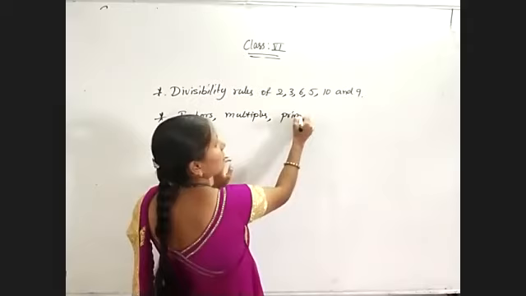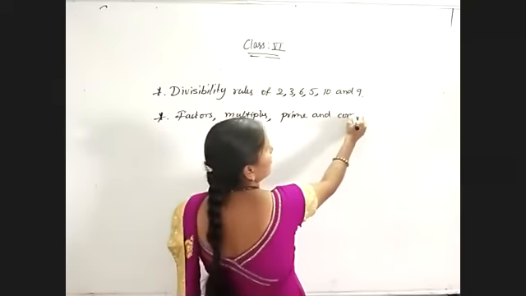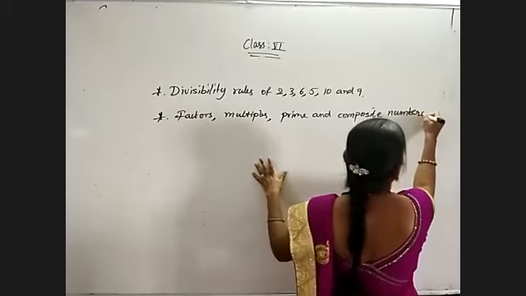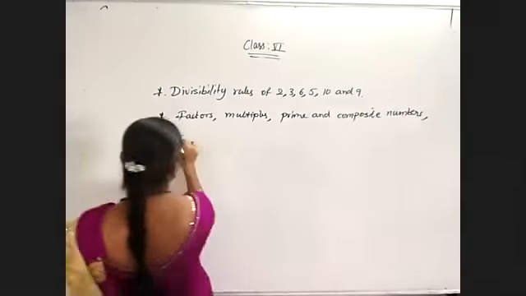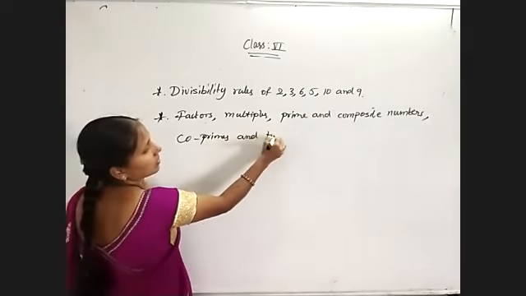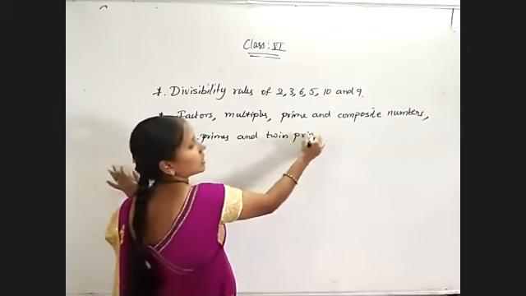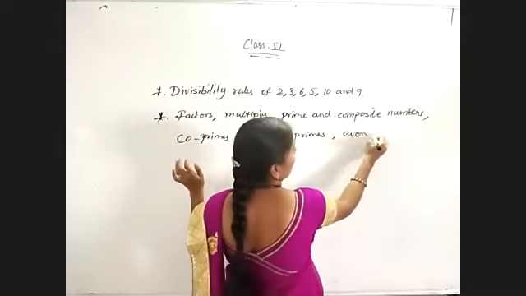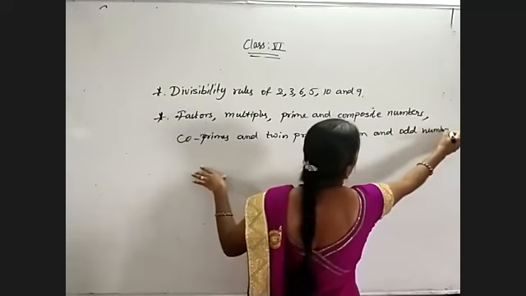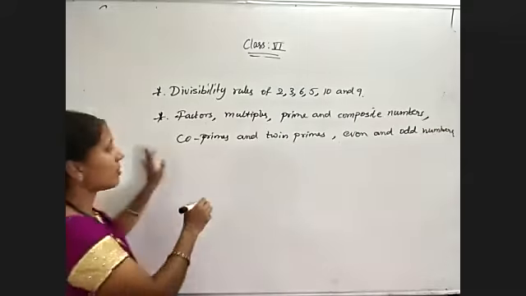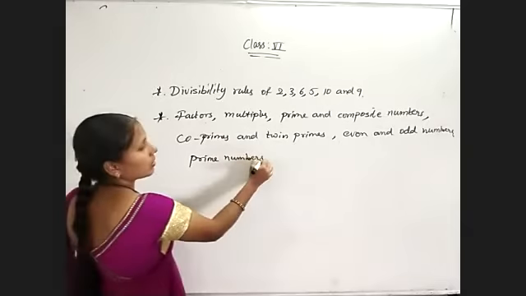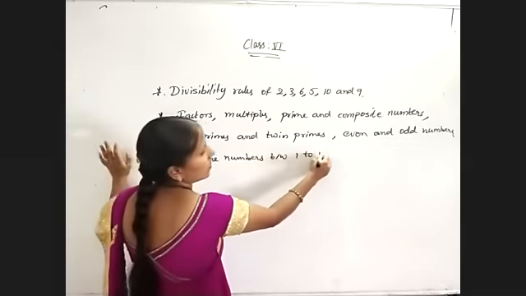prime and composite numbers, co-primes and twin primes, even and odd numbers. So we have discussed in the second exercise and we have learnt prime numbers between 1 to 100 also.